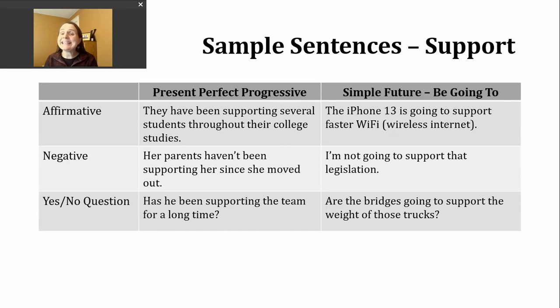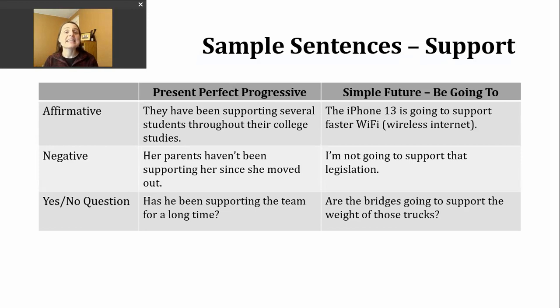Now, if I want to make a negative present perfect progressive sentence, I'm going to insert not after have or has. You might hear some people use the contraction forms haven't or hasn't. Both are fine. Here's another example sentence. Her parents haven't been supporting her since she moved out. Now, again, this sentence doesn't give us a lot of detail, but I would bet, based on my life experience, this is referring to financial support. So since this particular individual decided to live on her own, she is now responsible for paying for her own bills.